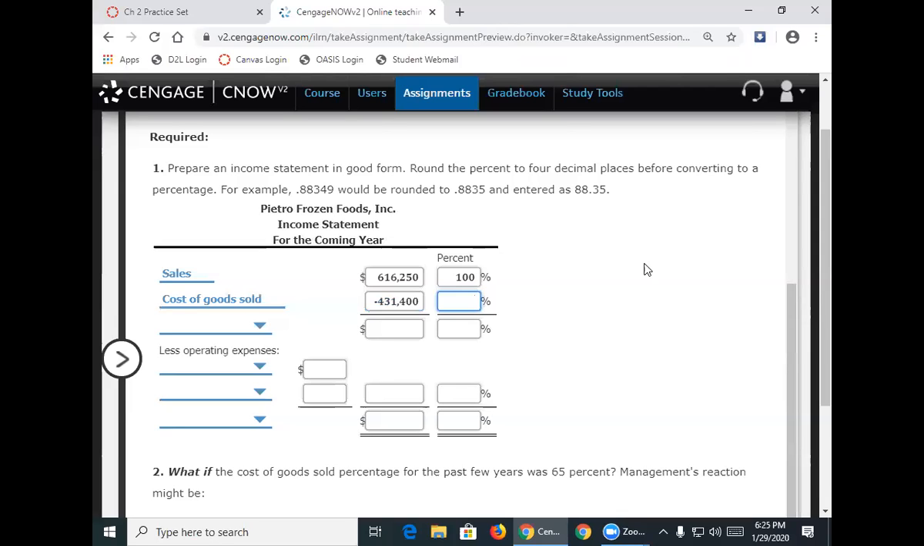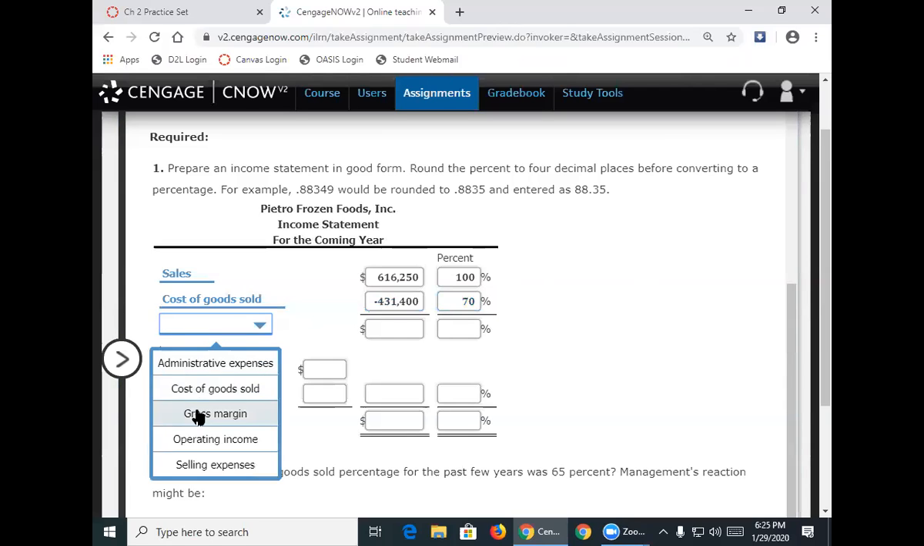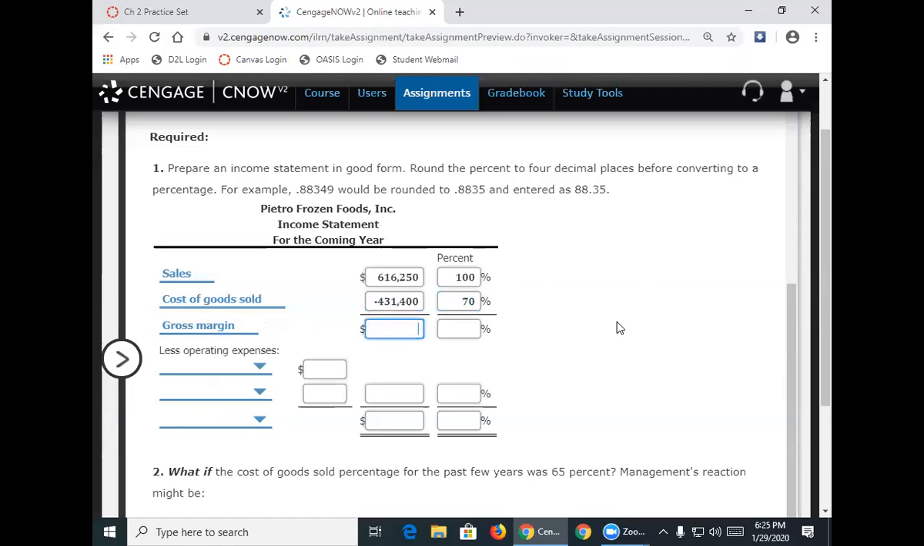What's our percentage there? Anyone have that yet? 70%. Very good. So cost of goods sold is 70% of sales. What is sales minus cost of goods sold? Very good. Gross margin. And how much is that? 184,850. Very good. 184,850. And of course, it would be 30%. So we have a gross margin of 30%.